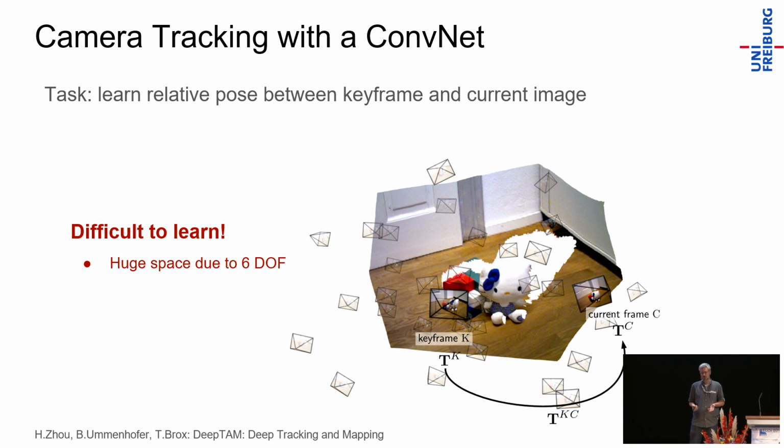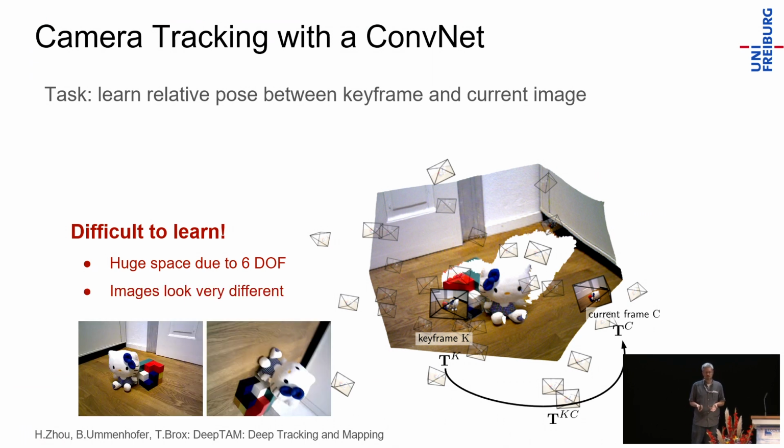One reason for this is we want to have true 6 degrees of freedom pose tracking, and the space is quite huge, as you can see here. And because the space is so huge, we can get images like this. The left image here is the keyframe, the right image here is the current camera image. As you can see, these images are visually not very close to each other, and it's quite difficult to establish correspondences between these two.